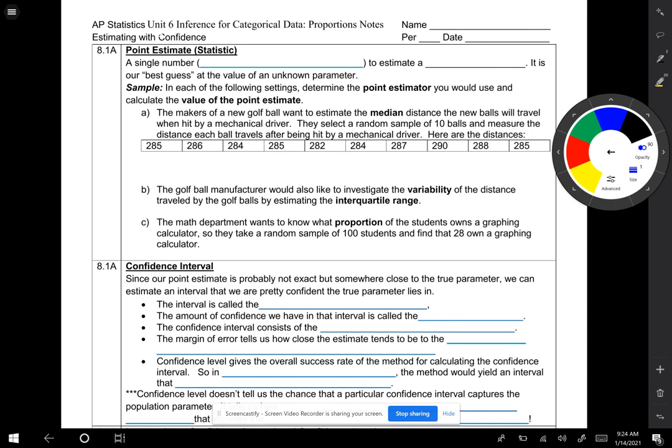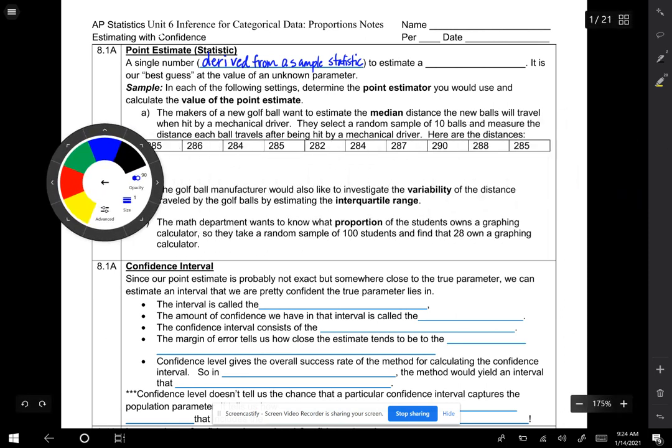And we are going to start with what is known as a point estimate. It is a single number derived from a sample statistic, so either p hat or x bar, to estimate a population parameter. So that population parameter is going to be p or mu. It is our best guess at the value of an unknown parameter.